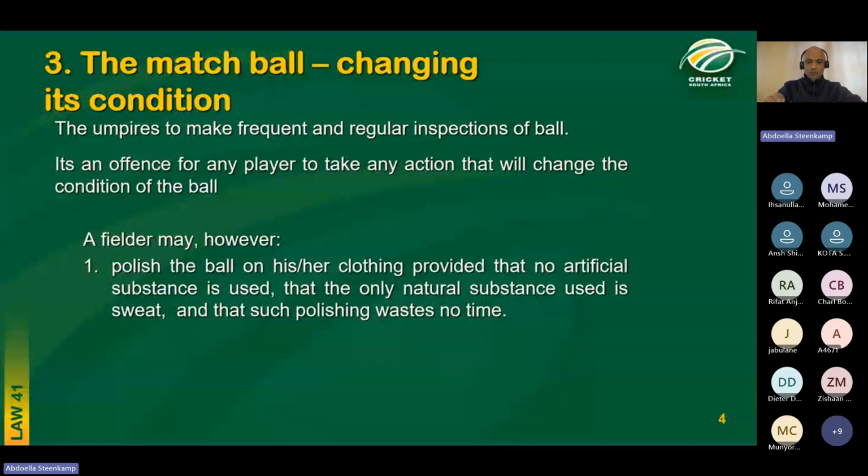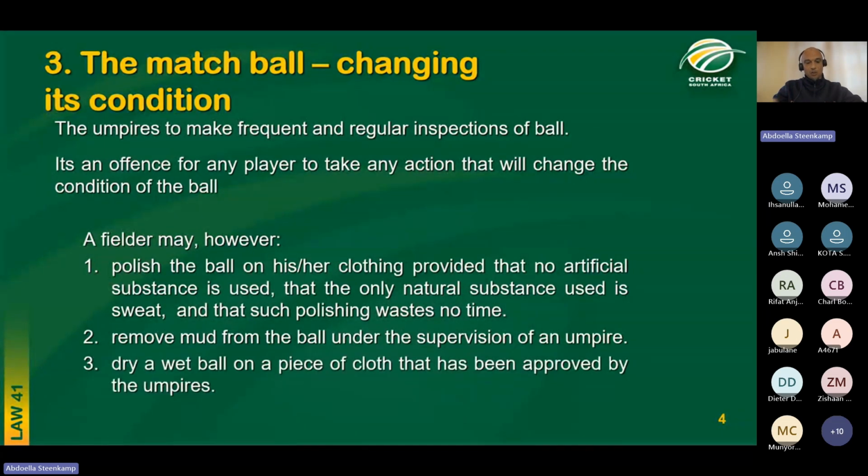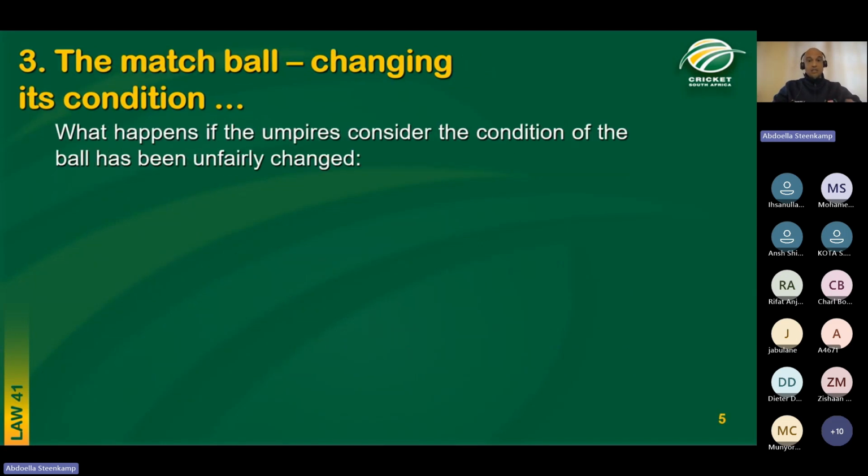A player can also remove mud from the ball. If they do want to remove mud from the ball, they need to do it under the supervision of either of the umpires. And lastly, if the ball is a bit wet, the law allows for that ball to be dried with a piece of cloth, but importantly, that piece of cloth needs to be approved by the umpires before the game. So these are the three things that the law allows a player to do. But players should not do anything that is going to change the condition of the ball.